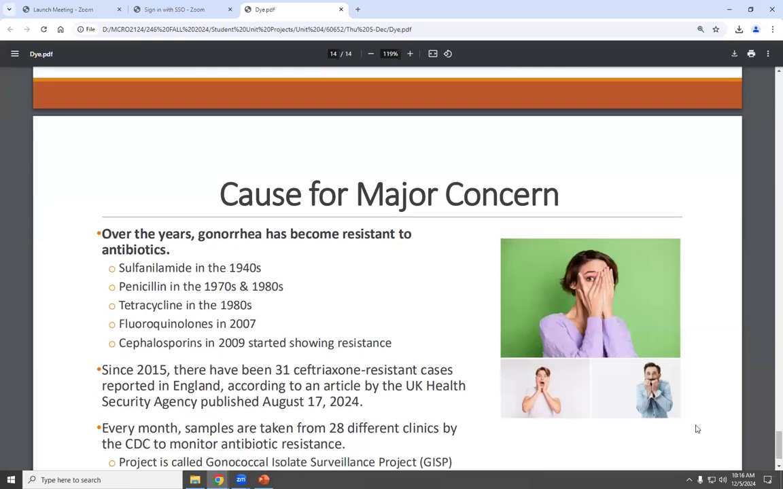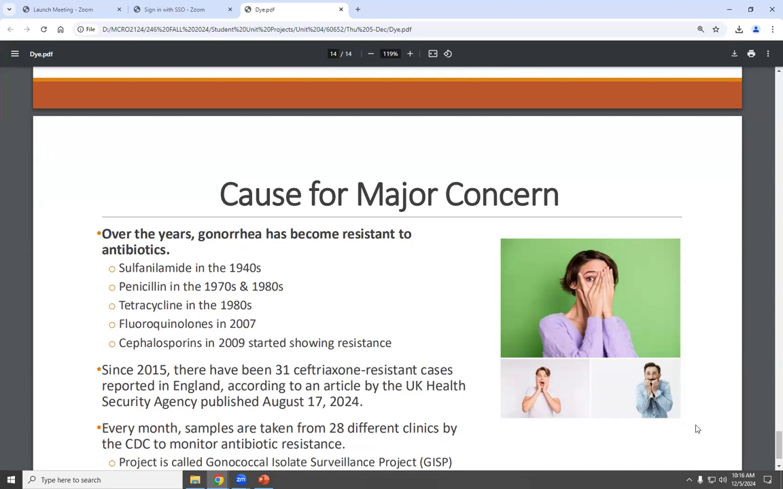Like I was saying before, a major cause for concern is that gonorrhea is ridiculously resistant to antibiotics. This started back in the 1940s with sulfonamides, the 1970s and 80s with penicillin, the 1980s with tetracycline. 2007 was the fluoroquinolones, and 2009 was the cephalosporins.